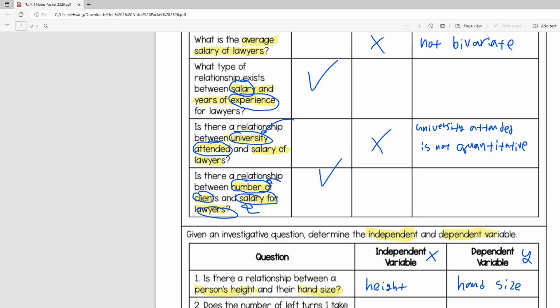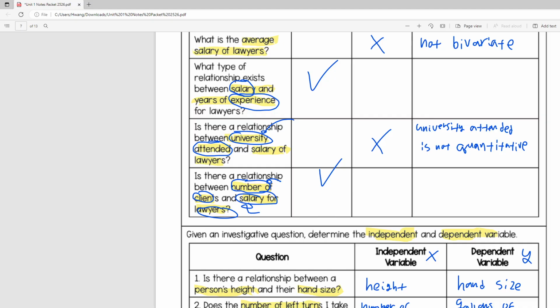Let's move on to the next example. Does the number of left turns I take while driving affect how many gallons of gas I use? Here, the left turns affect the gallons of gas you use, so therefore the independent variable is the number of left turns, while the number of left turns affects the gallons of gas. So that is the dependent variable.